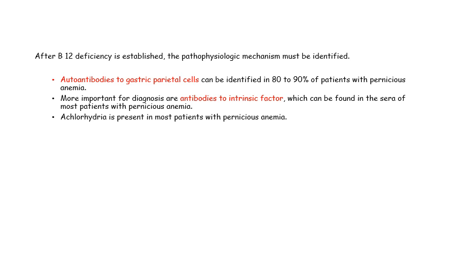the pernicious anemia. Pernicious anemia is a subtype or a special type of megaloblastic anemia caused by autoantibodies directed against the gastric parietal cells, which are the cells responsible for the production of intrinsic factor. So I have to look for autoantibodies to the gastric parietal cells, which can be identified in 80 to 90% of patients with pernicious anemia. And more important for diagnosis are antibodies directed to intrinsic factor itself, which can be found in the sera of most patients with pernicious anemia. Achlorhydria is present in most patients with pernicious anemia.